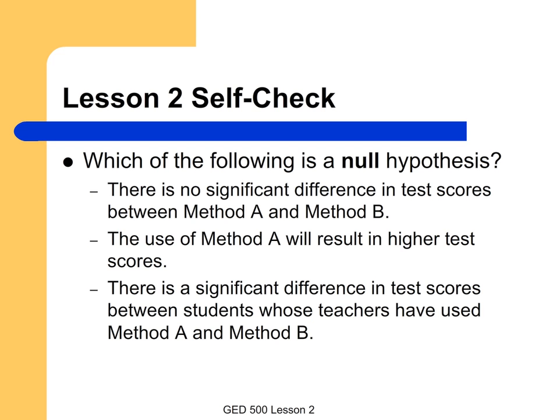How about this one? Which of the following is a null hypothesis? Part 1: There is no significant difference in test scores between method A and method B. Part 2: The use of method A will result in higher test scores. Part 3: There is a significant difference in test scores between students whose teachers have used method A and method B. Again, if you chose the first one, you're correct. Remember, the null hypothesis is looking for no significant difference or relationship between variables.